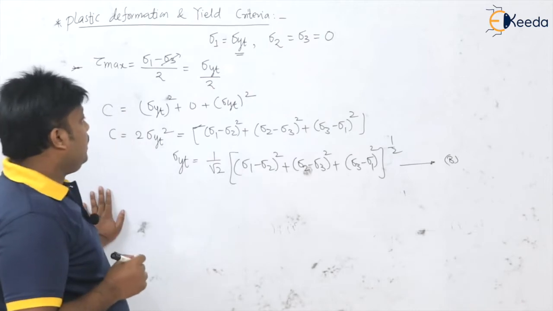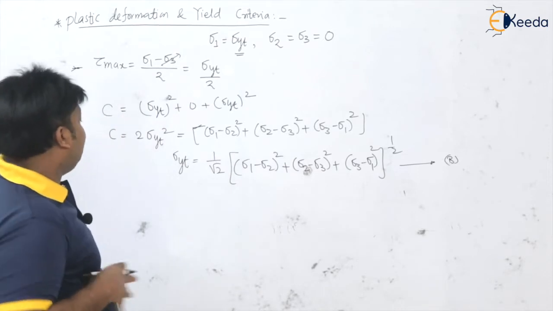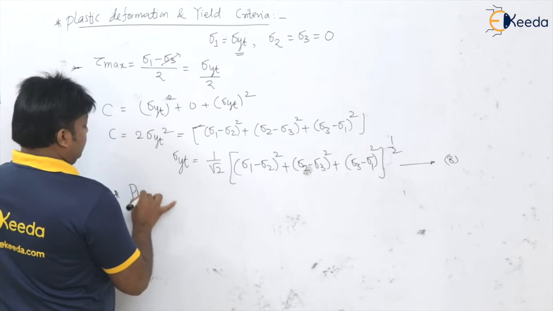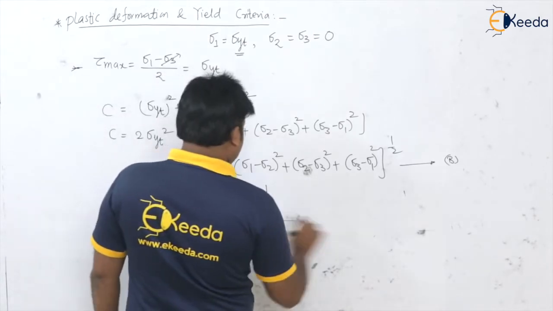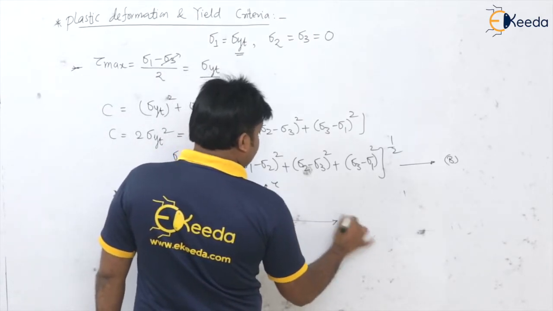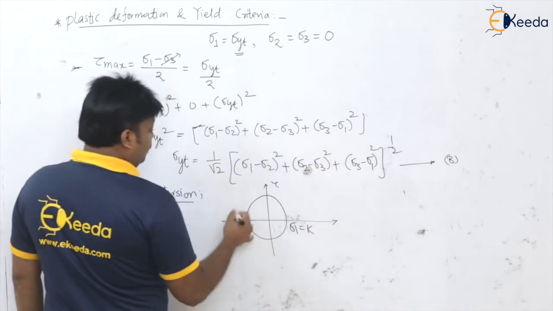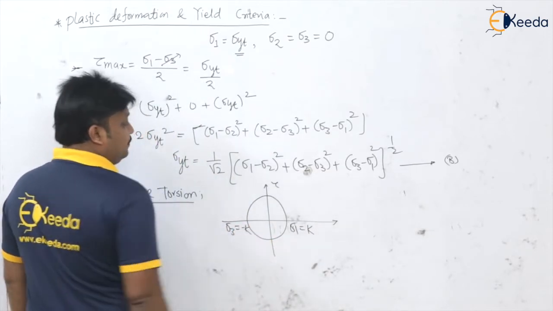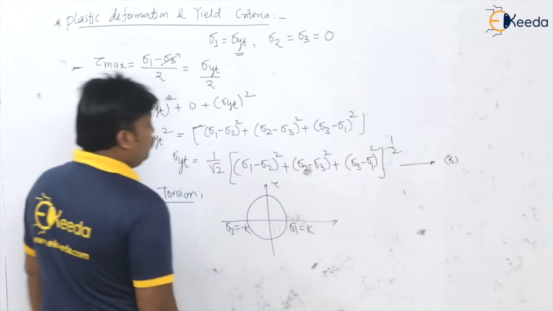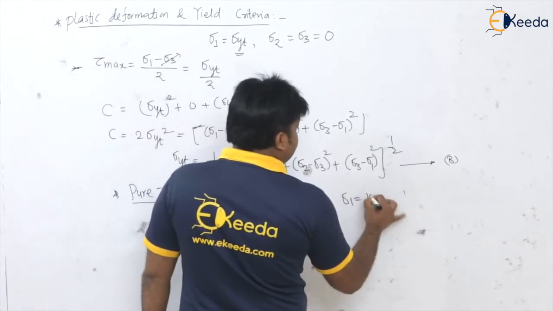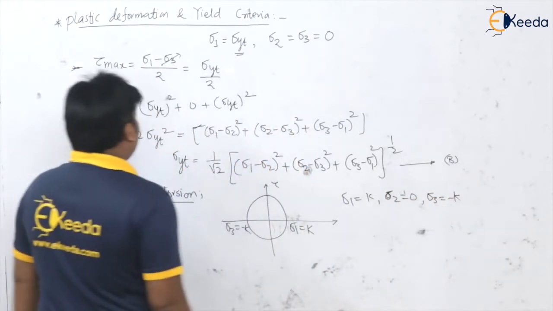Okay, so this is for uniaxial loading, and also we have to check the same for pure torsion. So in case of pure torsion, how will this Mohr's circle look? This is shear stress, this is sigma, it will look like this, where sigma 1 will be equal to k for pure torsion I am talking about, and sigma 3 is equal to minus k, isn't it? So again, in equation number A, we can put sigma 1 is equal to k, sigma 2 is now 0, and sigma 3 is equal to minus k.